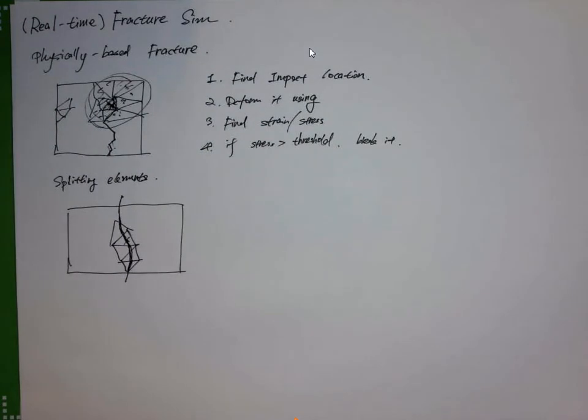This method was first come up with by Professor James O'Brien and Jessica Hodgins in 1999, but there are still drawbacks because each element can be split only once, and it still depends on the resolution of the mesh a lot. All right. So if you're really interested in those purely physically based fracture methods, you can go back and see the SIGGRAPH papers about it.